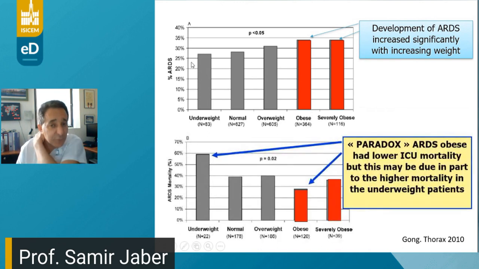And surprisingly, again, this is a paradox because ARDS obese patients had a lower ICU mortality in this trial, but this may be due in part to the higher mortality in the underweight patients, as explained by the authors of this study.